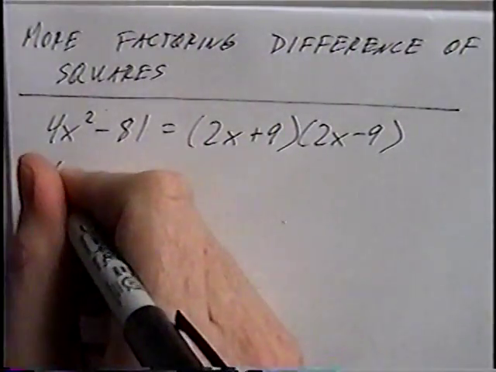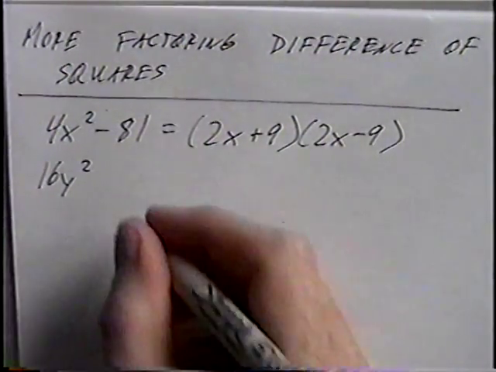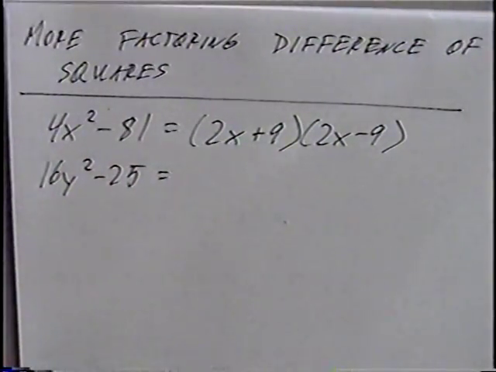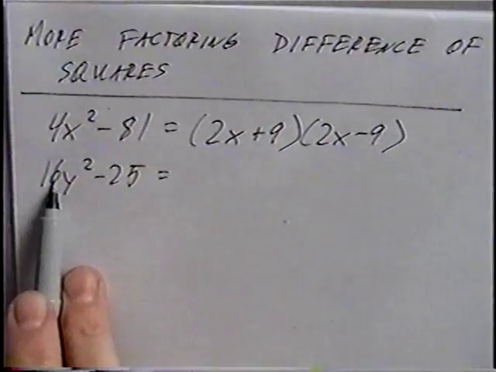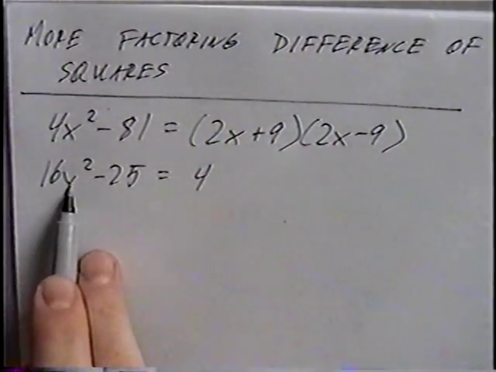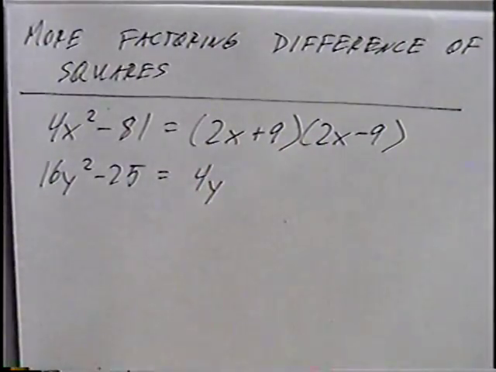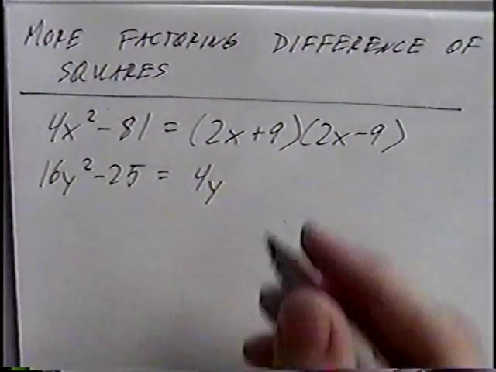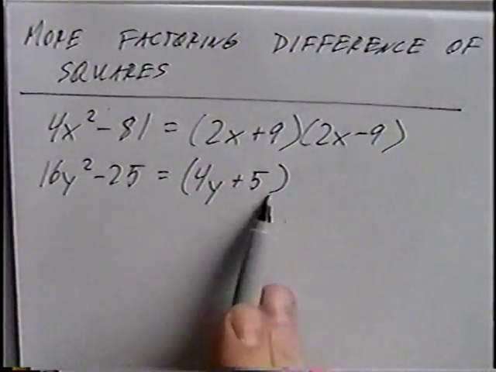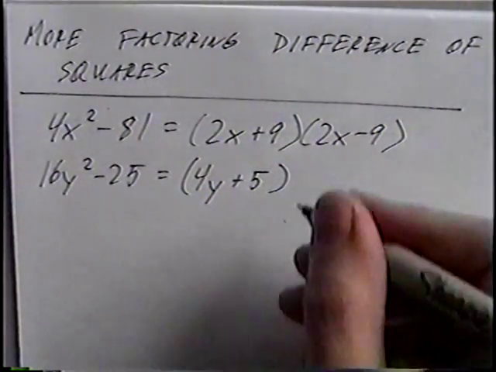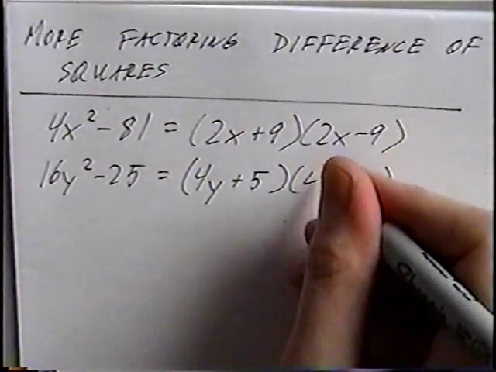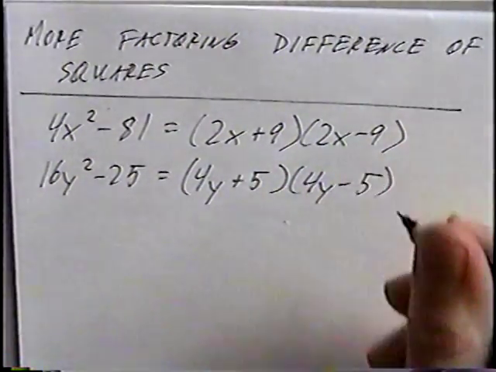Last problem that we'll do together for the section, 16y squared minus 25. Again, take the square root of each number. In this case, it's 4. Take the square root of the variable, which would be y, and take the square root of 25, which would be 5. So your first parentheses would be 4y plus 5. Second parentheses, just change it to a minus, 4y minus 5.